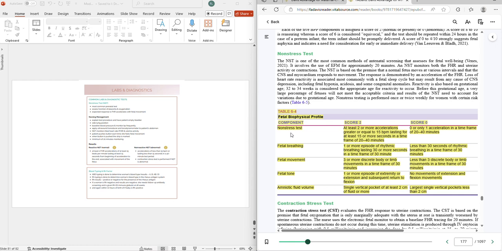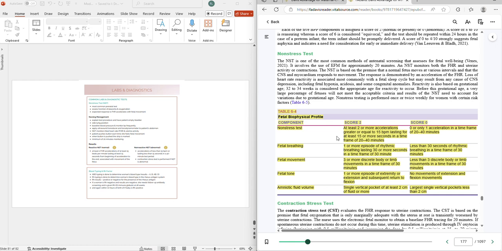So we're measuring the non-stress test, which means there are 2 or more accelerations greater than or equal to 15 by 15. And we'll talk about this in class. So 15 by 15 goes 15 above the baseline of the fetal heart rate, and it lasts for at least 15 or more seconds in a 20 to 40 minute time frame. So we want 2 or more of those.